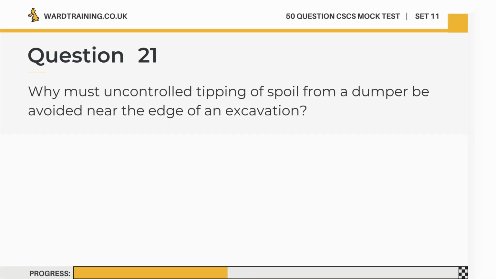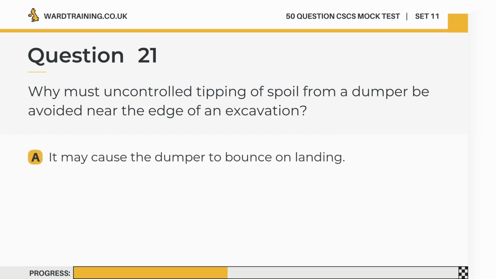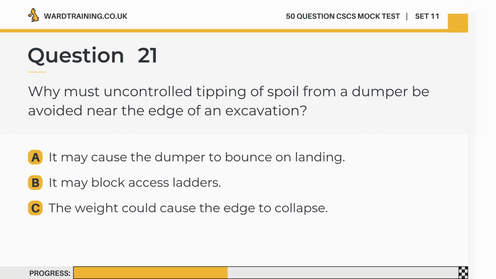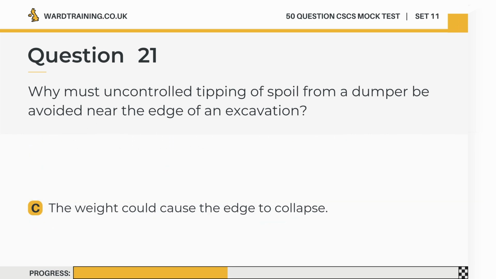Question 21. Why must uncontrolled tipping of spoil from a dumper be avoided near the edge of an excavation? A. It may cause the dumper to bounce on landing. B. It may block access ladders. C. The weight could cause the edge to collapse. D. It creates dust clouds that reduce visibility. The correct answer is C. The weight could cause the edge to collapse.